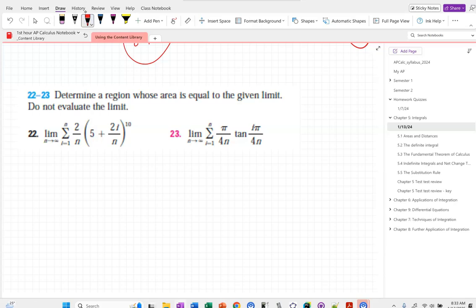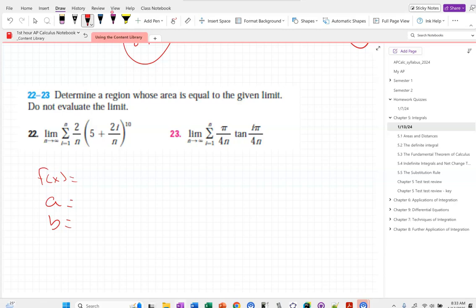Okay, so it says determine a region whose area is equal to the given limit. Do not evaluate the limit. Everybody's okay with that? All right. So there's 3 things that I'm going to need to know. I'm going to need to know what f of x is. I'm going to need to know what a and b are. I need to know f of x, I need to know a, and I need to know b. Everybody's okay with that?